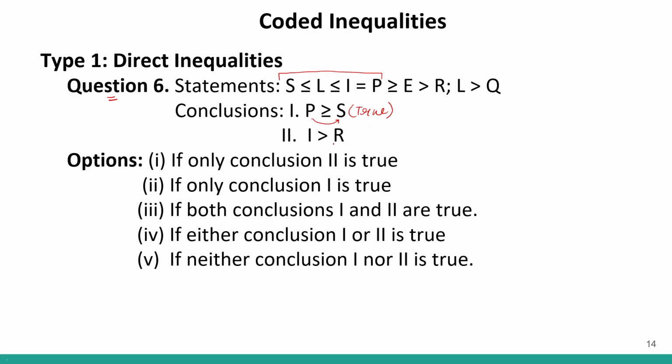Now, I is greater than R. So we will move from I to R. Over here, I can see a relationship between I and R. Correct? So I is equal to P, P is greater than or equal to E, and E is greater than R. So this is also true. I is definitely greater than R. So both the conclusions are true. So the answer will be option number 3, that both conclusions 1 and 2 are true. Clear?